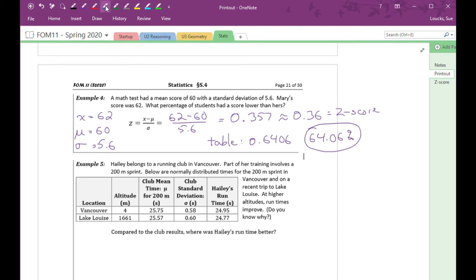All right. 2 more examples and we're finished this.